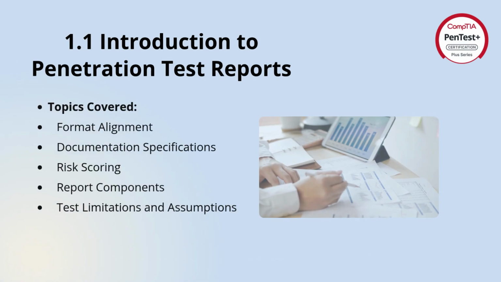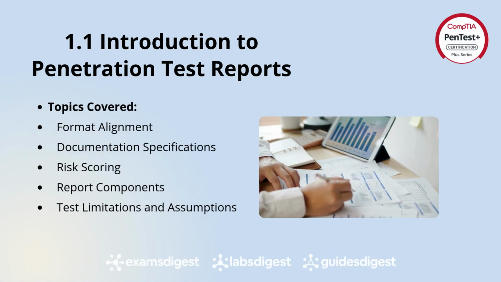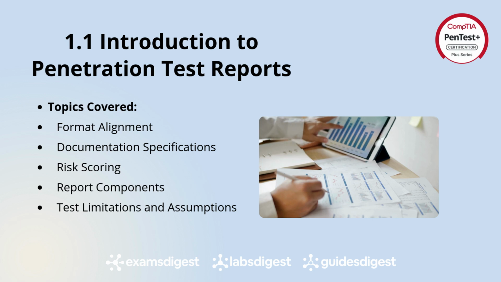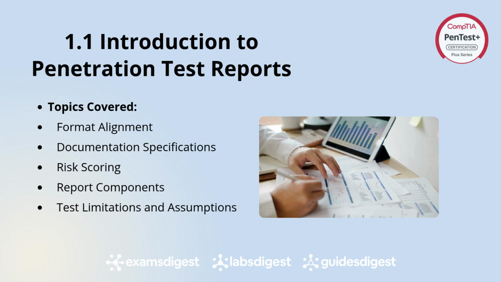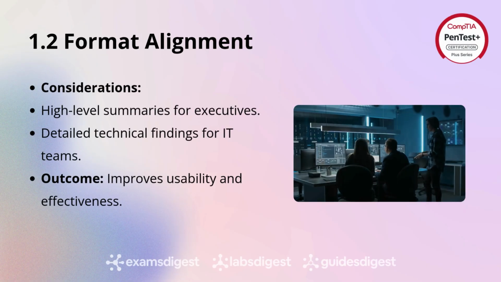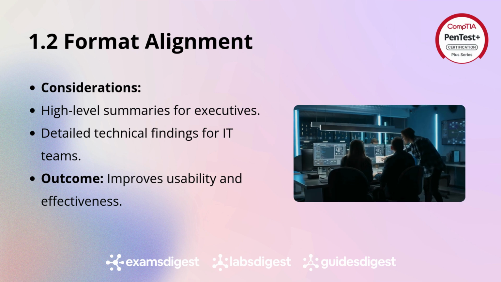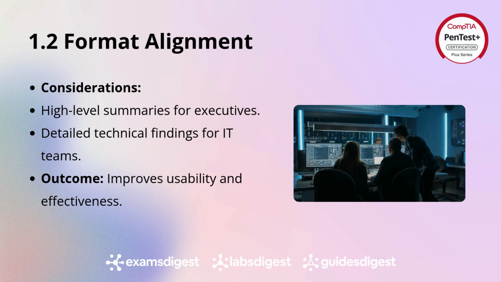In today's lesson, we're discussing the components of a penetration test report, including format alignment, documentation specifications, risk scoring, and the essential sections such as the executive summary, methodology, detailed findings, attack narrative, recommendations, and test limitations and assumptions. Let's start with format alignment, which ensures that the report is tailored to the needs of its audience.